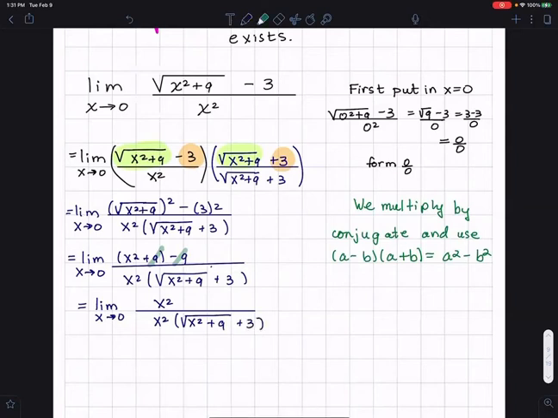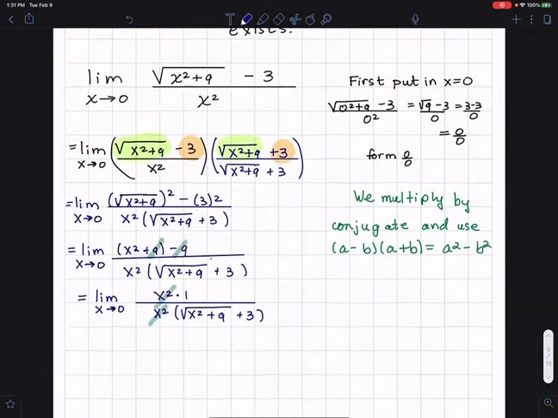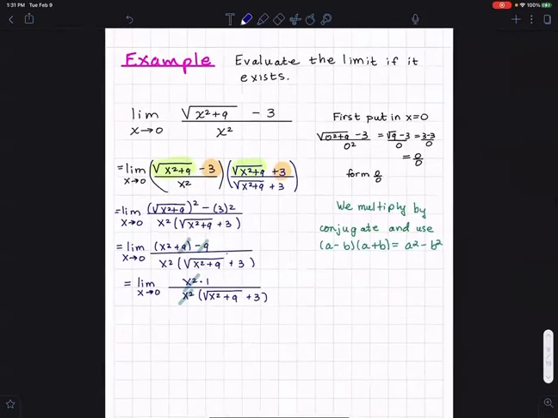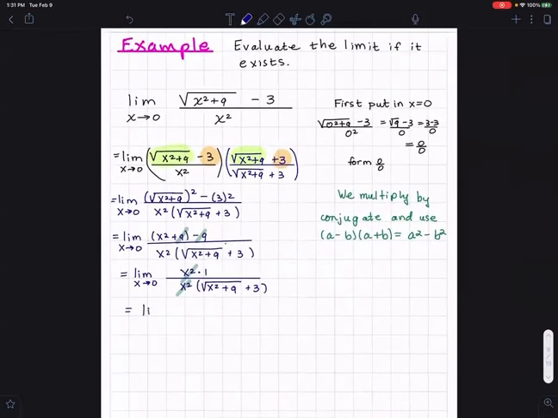And then x squared cancels. What's left over is 1. So we don't want to just put 0 there. You know, x squared times 1, so 1's left over. And then I will, again, try to be sort of neat and write down this expression: 1 divided by radical x squared plus 9 plus 3.